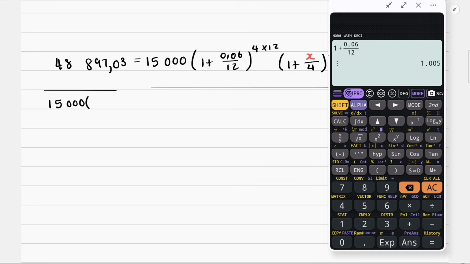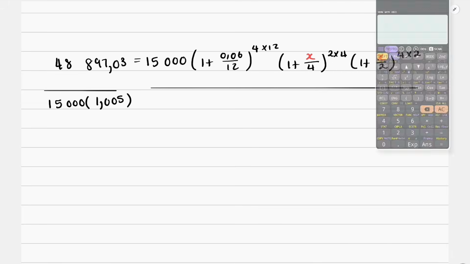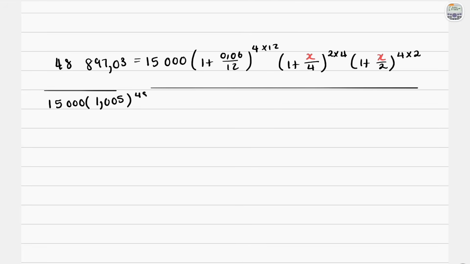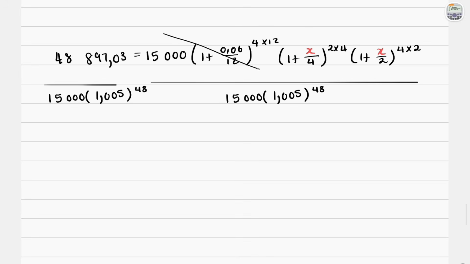1 plus 0.06 over 12. Okay, yeah, that's fine. 1.005, and then 4 times 12 is 48. So we're going to say raised to the power of 48. And we're just dividing both hand sides by this number. Okay, so we know that these would cancel, right? They'll be gone. But this, let's just simplify that as well.